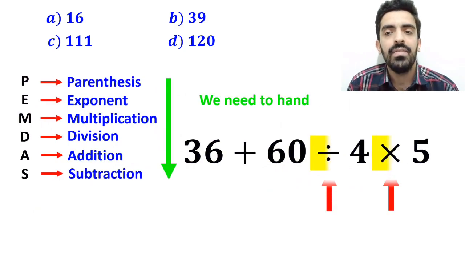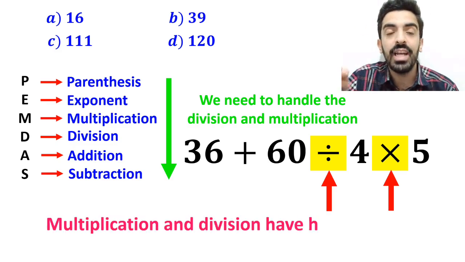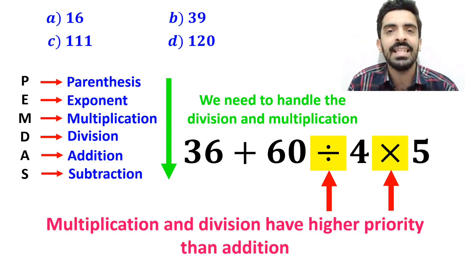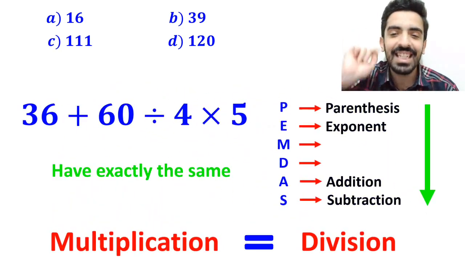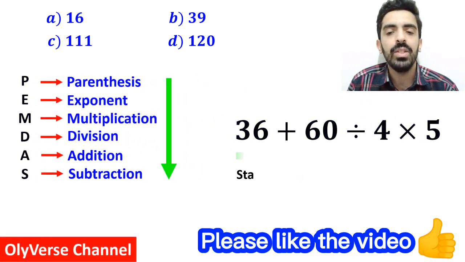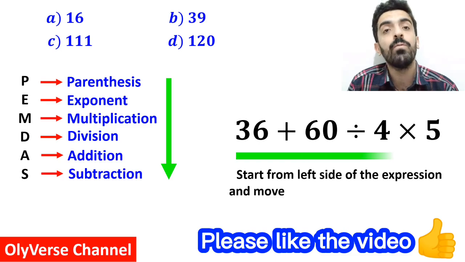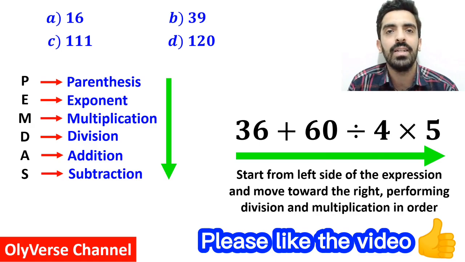In the next step, we need to handle the division and multiplication, since multiplication and division have higher priority than addition. However, it's really important to understand that multiplication and division have exactly the same level of priority. In this situation, the best thing to do is to start from the left side of the expression and move toward the right, performing division and multiplication in order.